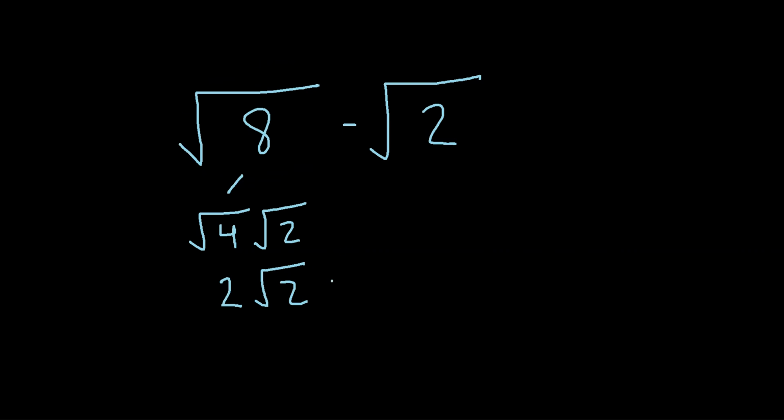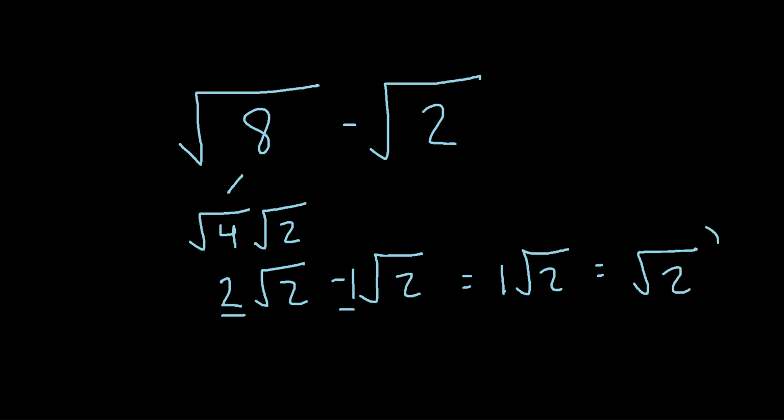So we have 2 times the square root of 2 minus the square root of 2. And if we want to imagine there's just a 1 out front here, notice that the square root values are now the same. So all we have to do is subtract the values in front of the square roots. So 2 minus 1, that's just 1. So we just get 1 times the square root of 2. Or if we want, we can just write the square root of 2. So that's our final answer.